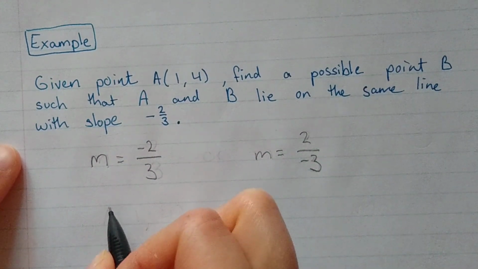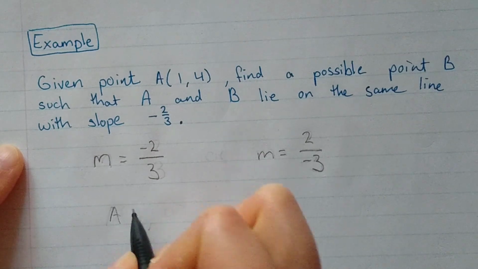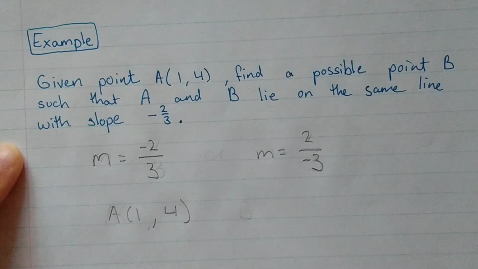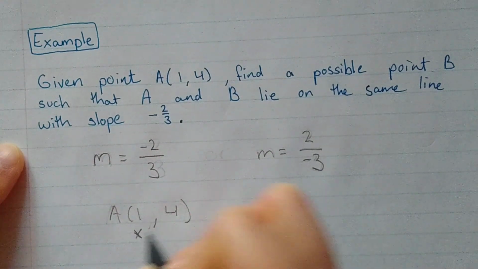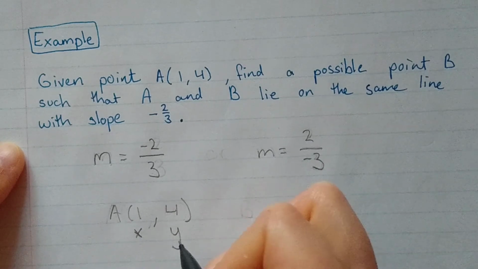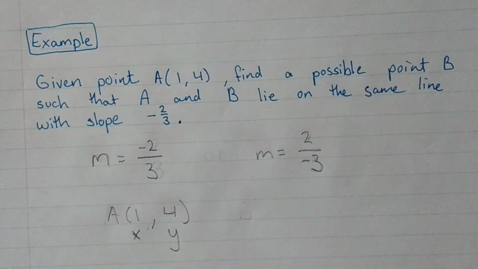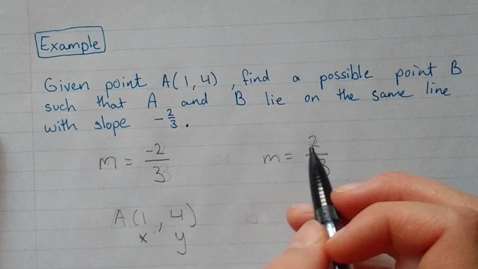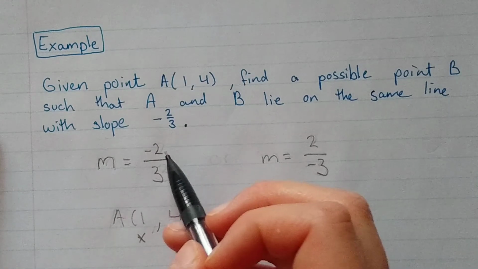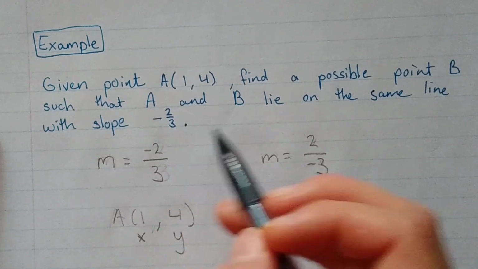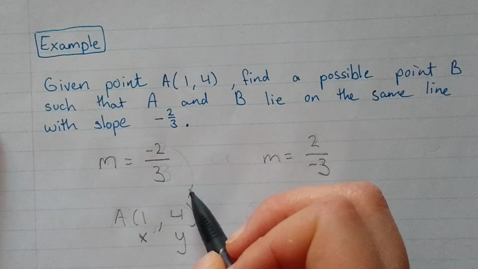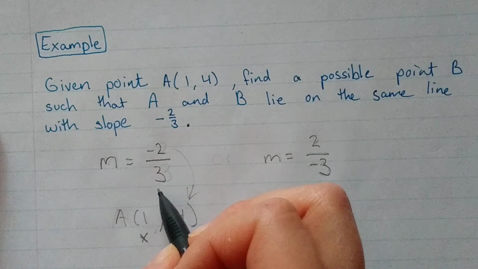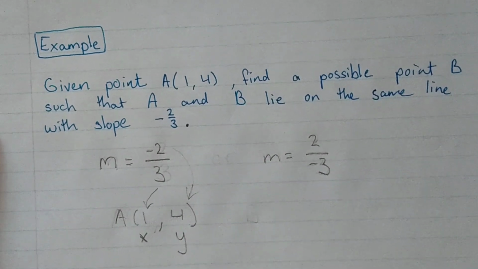So let's take a look at point A. Point A is 1, 4. And 1 is your x value, and 4 is your y value. Now, this is important because negative 2, let's use this one. We could use this one, it will be fine, but let's use this one. Negative 2 is rise, which refers to a y value. And 3 is run, which is horizontal, so that refers to an x value.